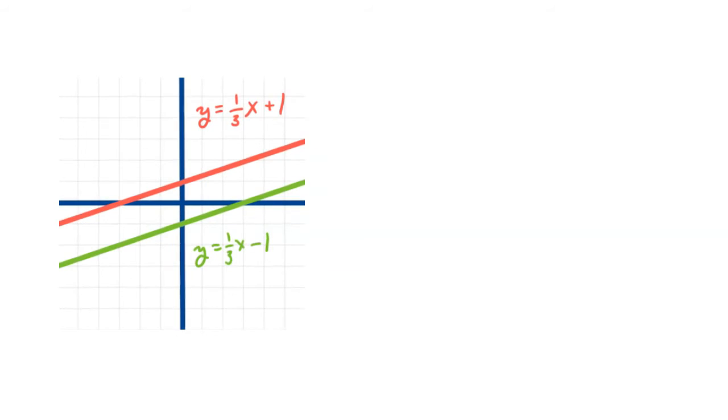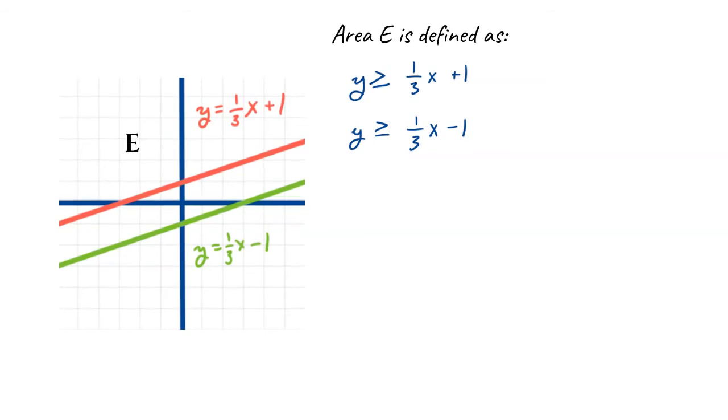So let's look at the areas defined by the parallel lines on this graph. We have our red line, and then we have our green line, and both of them are solid lines, so all of our inequality statements are going to have an equal to component. The first area is area E, and it is the area above both of the lines. So because of that, those inequality statements are going to be greater than or equal to.